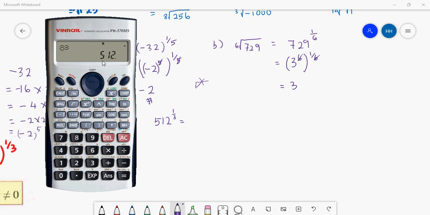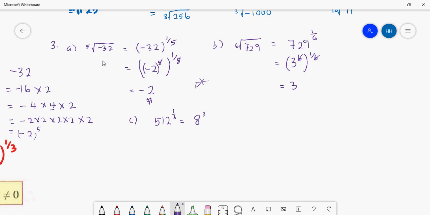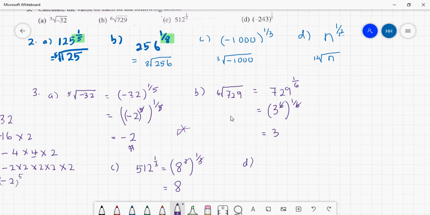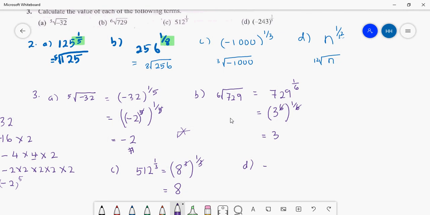So you write 8 cubed, which refers to the number 512. The power 1 over 3, you copy power 1 over 3, so it equals 8. Because this 3 you multiply, so you eliminate the 3. So the answer for question C is 8. For question D, question D is negative 243 to the power of 1 over 5.